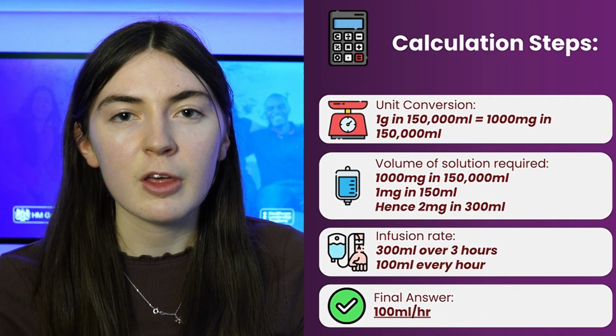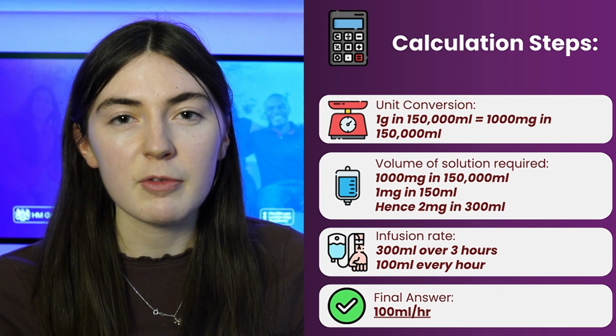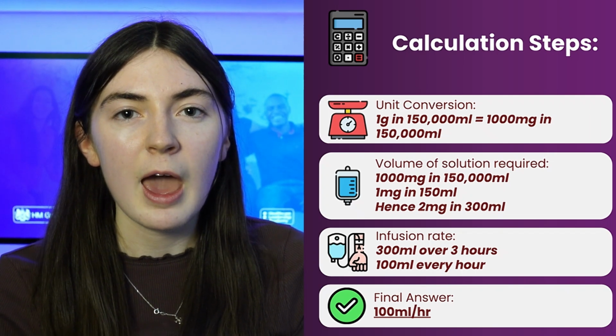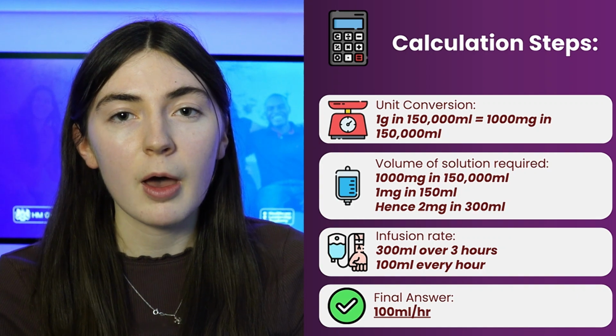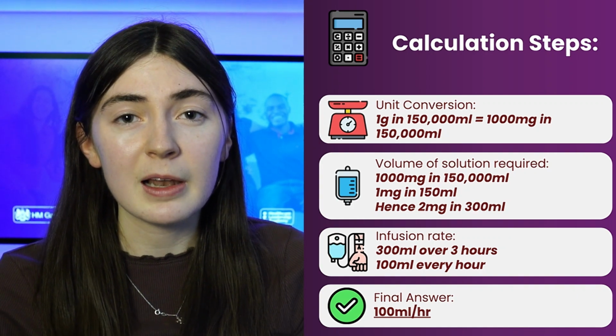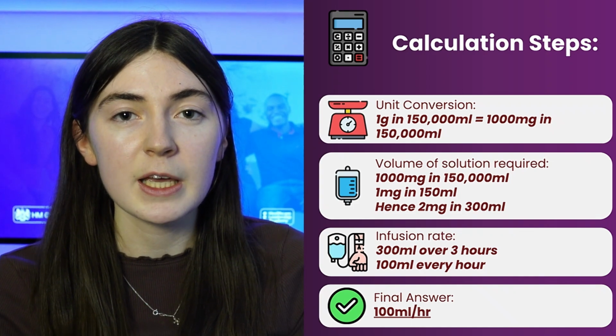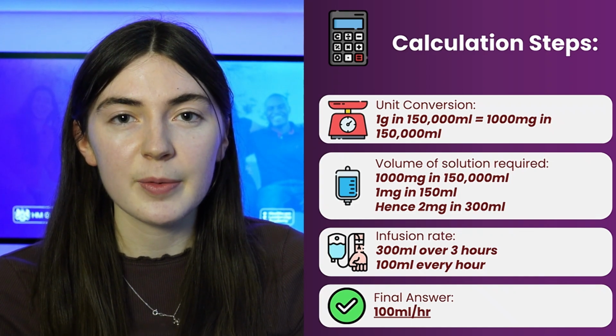Then I want to consider this in respect to the 2 milligrams. So I'll divide the 1,000 by 500 to get 2 milligrams, and that results in 2 milligrams per 300 mils of solution. Then, because we're considering the rate in milliliters per hour, over 3 hours, I'll do 300 divided by 3 to get 100 milliliters per hour.